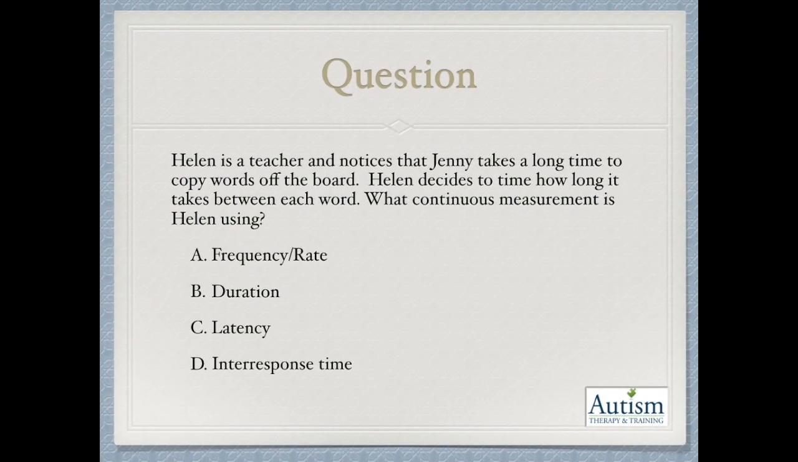Helen is a teacher and notices that Jenny takes a long time to copy words off the board. Helen decides to time how long it takes between each word. What continuous measure is Helen using? Frequency or rate, duration, latency, or interresponse time? And the correct response is interresponse time.